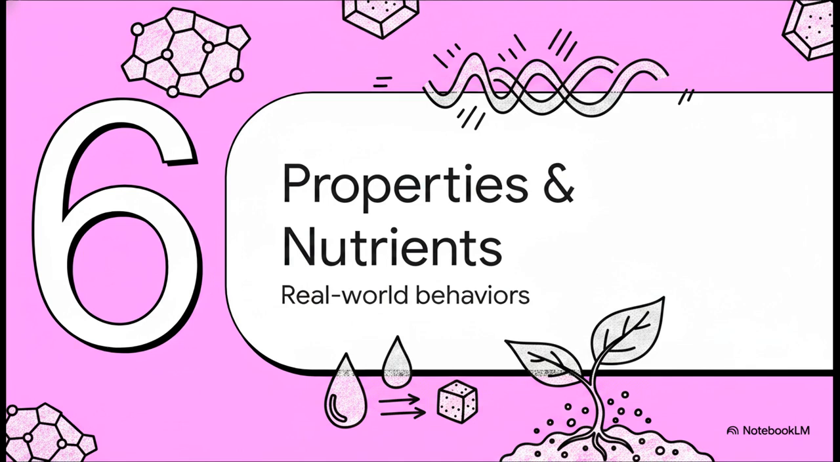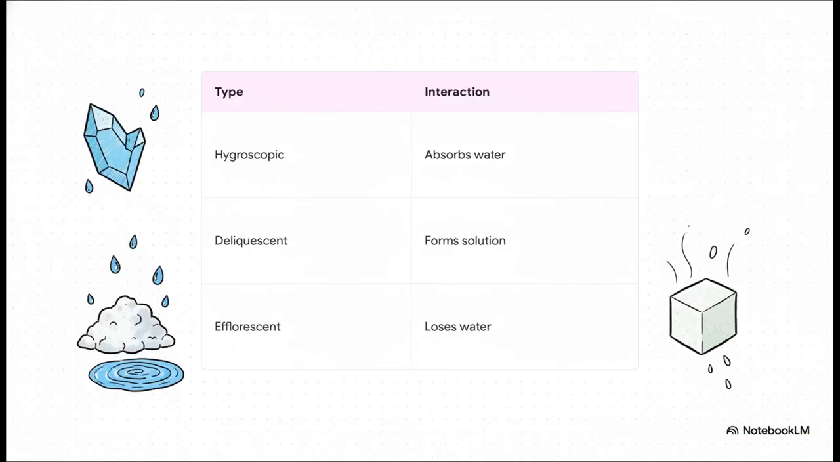Section 6. Properties and plant nutrients. Salts also have these totally fascinating relationships with atmospheric moisture. Hygroscopic salts absorb water right out of the air but stubbornly remain solid. Think of those little silica packets you find in a new pair of shoes. Deliquescent salts like calcium chloride go a step further. They absorb so much moisture they actually dissolve into a liquid solution. And then you have efflorescent salts, which do the exact opposite. They actually lose their internal water of crystallization back to the atmosphere.